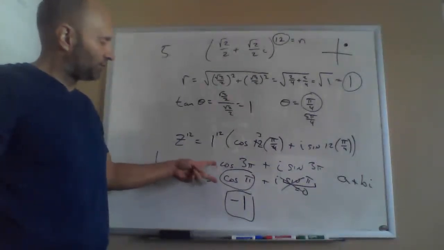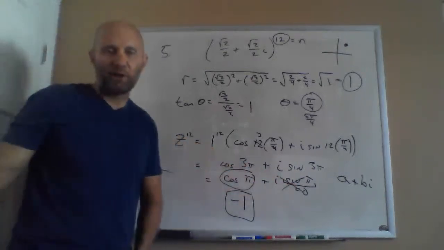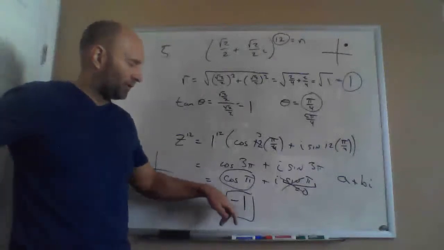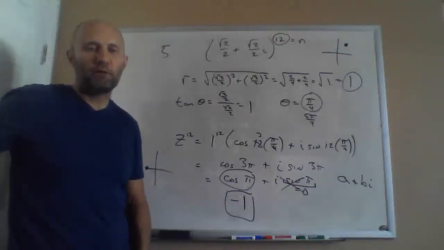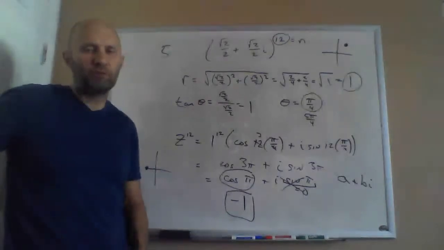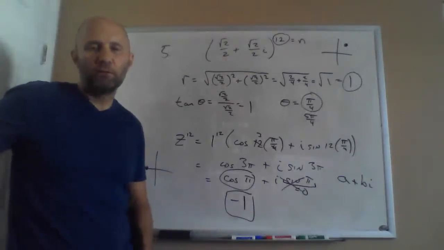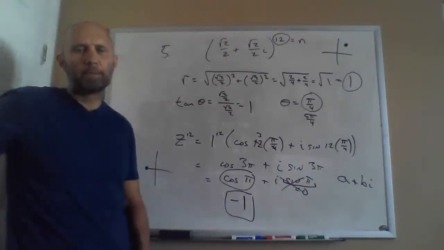If it said write your answer in polar form, then we could have left it as this, cosine of pi plus I sine of pi. But because it's saying A plus BI form, we have to keep going further on that. Does that make sense, or still some confusion? Or any other questions from anybody else besides Chase? Okay, yep.